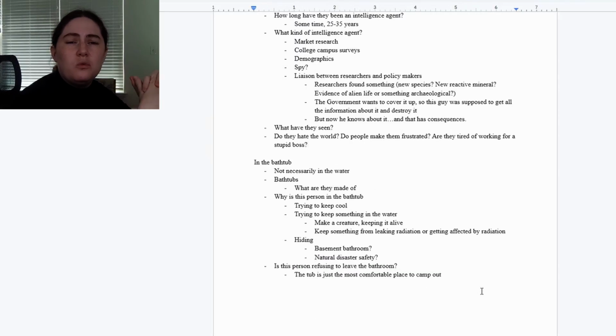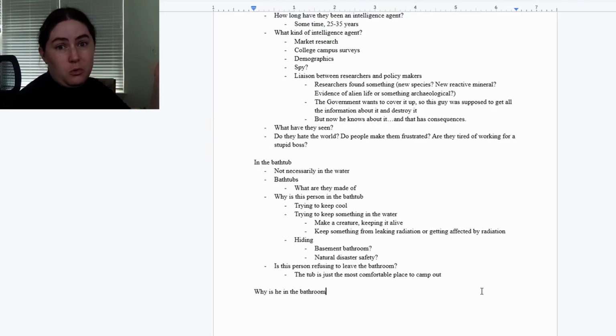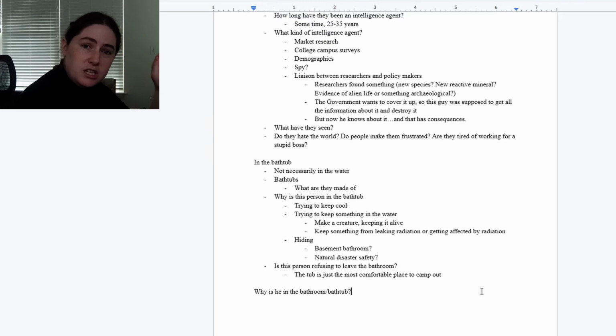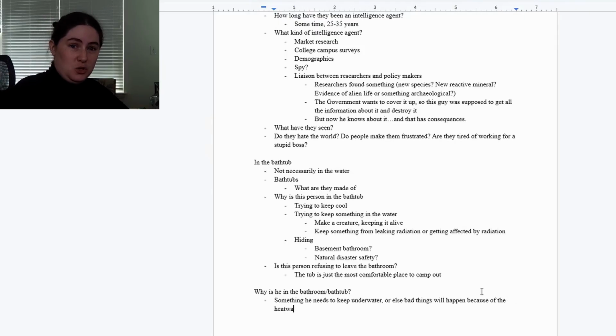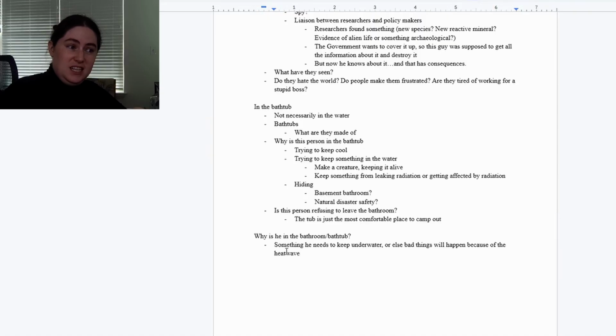So then we come to the problem of why this person is in the bathtub, or in the bathroom, with the door closed, doesn't want anyone to come in, refuses to leave. I think that there's probably something in the bathtub, something this guy is keeping in the bathtub, not himself, but he's keeping something underwater. Because if he lets it out, or takes it out of the water, then bad things will happen in the heat wave.